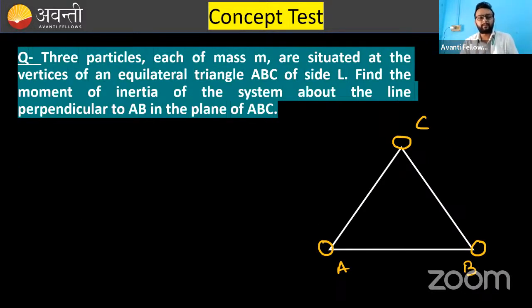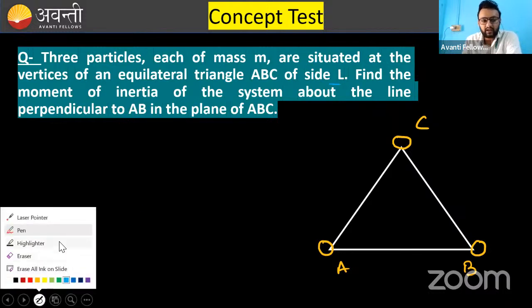Now, there is another question. Have a look at the question. Three particles, each of mass m, are situated at the vertices of an equilateral triangle of side L. Find the moment of inertia of the system about the line perpendicular to AB in the plane of ABC.